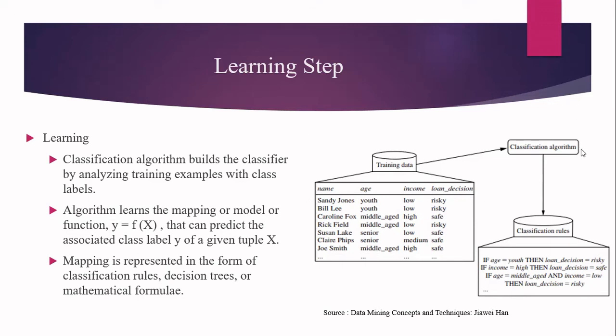So this is a learning task. In the learning task, we give the training data, which is a training example with a class label. And the classification algorithm is going to learn the mapping function. The function can be represented either in terms of a classification rule, a decision tree, or a mathematical formula.